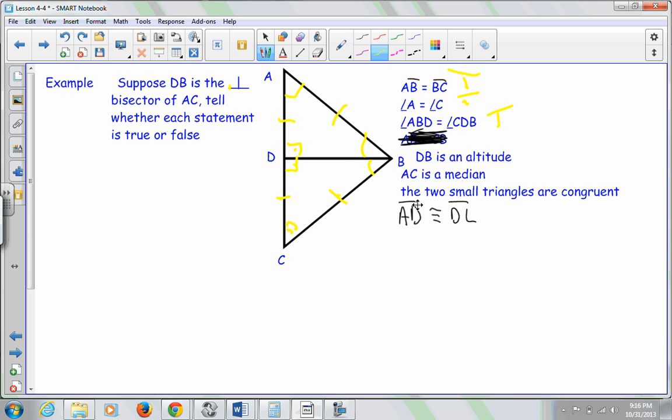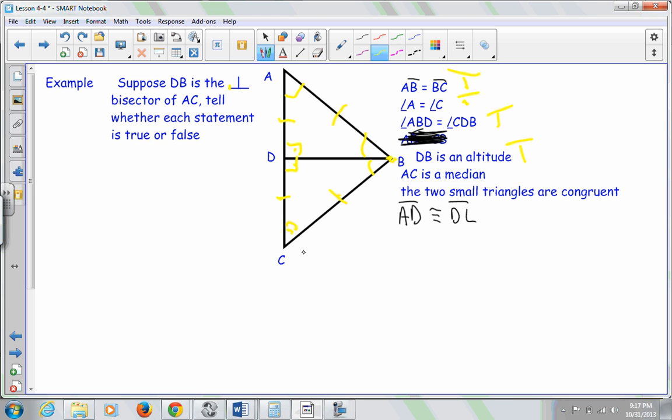Is DB an altitude? Okay. Well, an altitude measures the height of the triangle, okay, which means it goes from an opposite vertex perpendicularly down to the other side. If this is a perpendicular bisector, then that makes this an altitude. That is true.